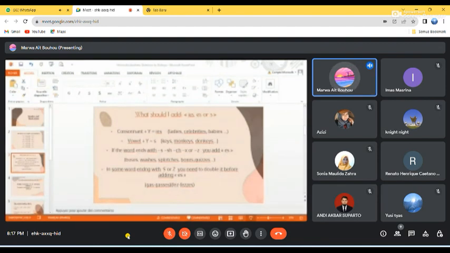For example, here we have the first rule, which is when you have a word that ends with a consonant plus Y, you remove the Y and you replace it with IES. For example, in the word lady, in the end there's the D, then followed by the Y. If we want to pluralize it, we remove the Y and replace it with IES, and it becomes ladies. The same thing for celebrities and babies, and so on.